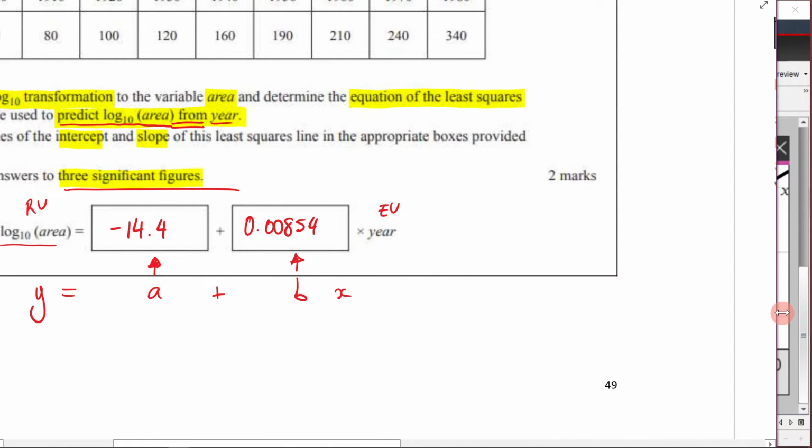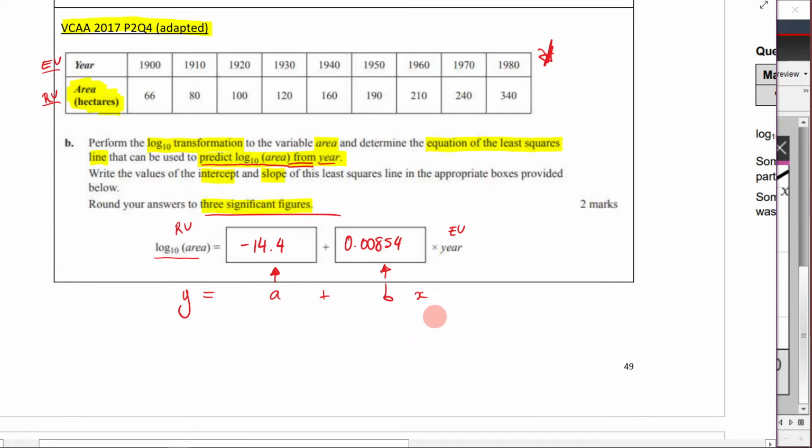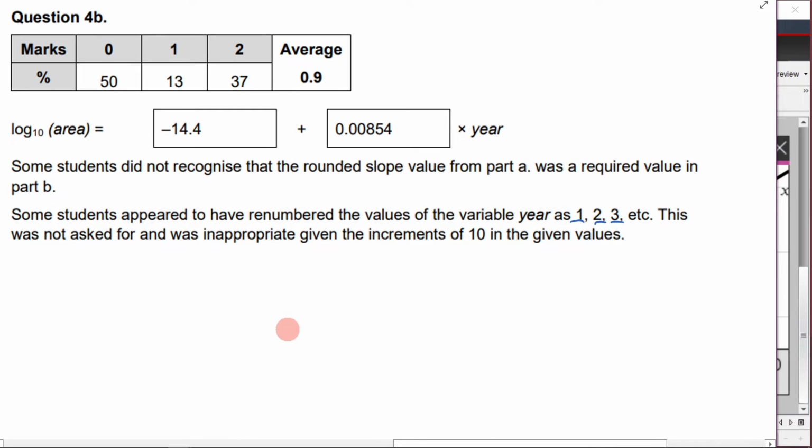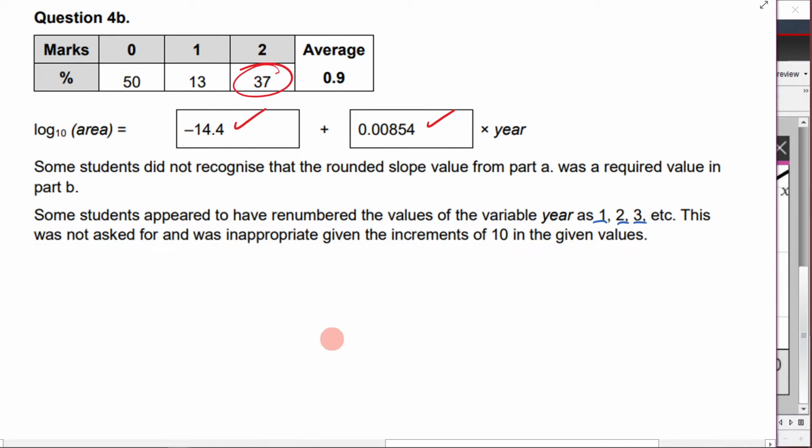All right. Let's now look at the examiner's report to see how people went with this question. So let's move over here. And as you can see, these are the answers that we generated, negative 14.4 and 0.00854. Only 37% of the state got the full 2 marks here. Let's look at the mistakes that were made. It says some students did not recognize the rounded slope value from part A was the required value in part B. Don't worry about this sentence here. Because we only looked at part B, we don't have to worry about what part A said. So this sentence here won't make any sense, so don't worry about it.